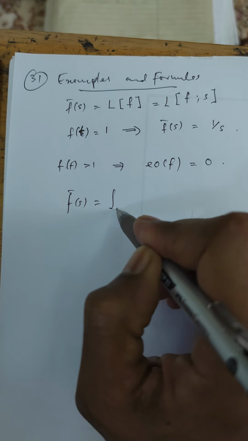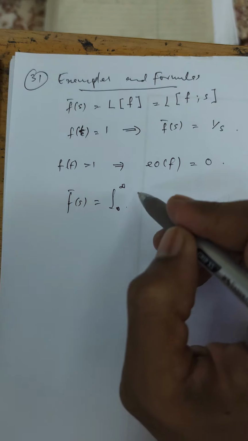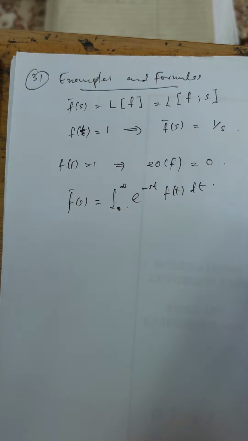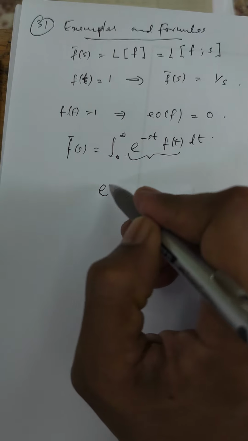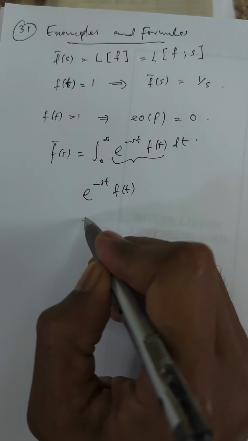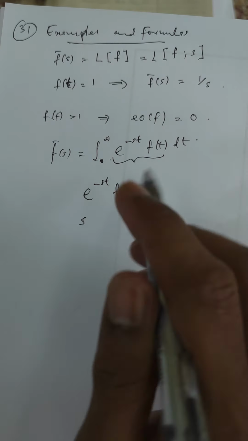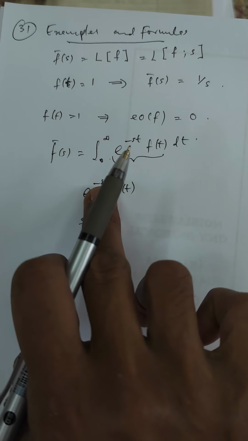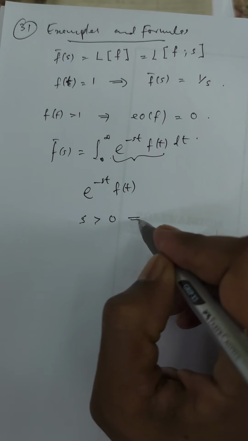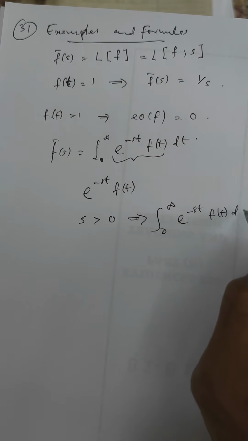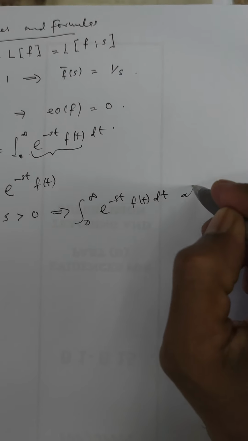And for the integral itself, F(s) is the integral from 0 to infinity of e^(-st) f(t) dt. Now if you look at the integrand, we have e^(-st) f(t). Then of course for the case of s positive, we have the integral of e^(-st) f(t) dt, and this absolutely converges.